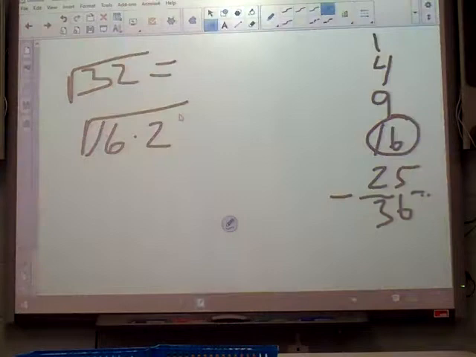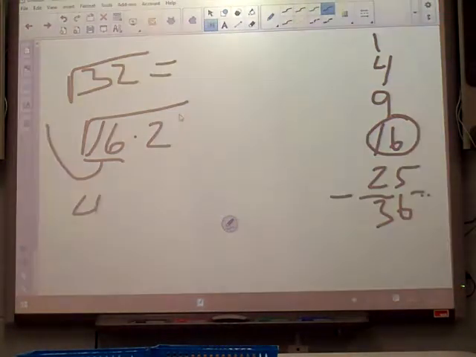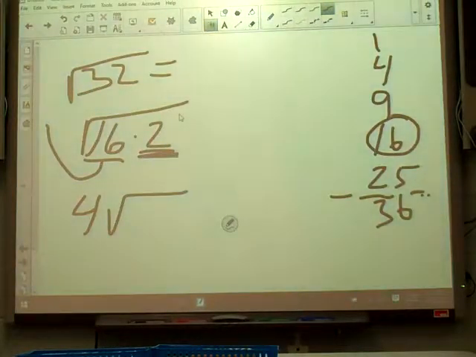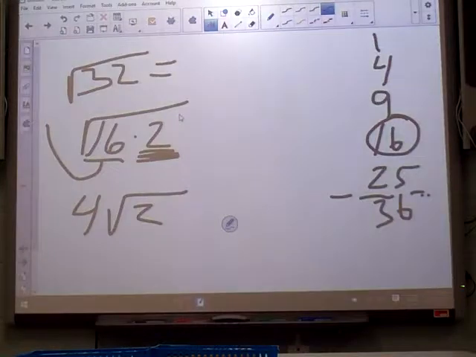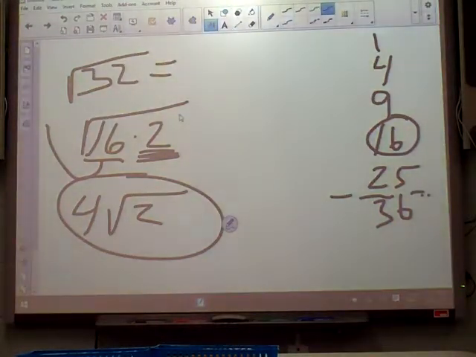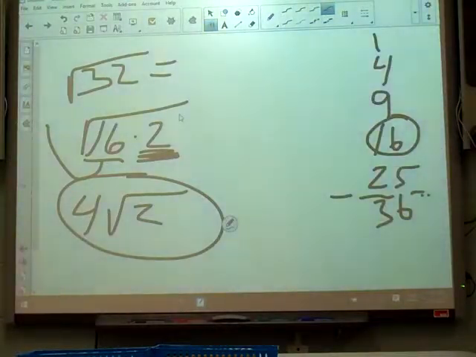Okay? Now, what's the square root of 16? Yep, so we bring that 4, Zane said, out to play wiffle ball. What about 2? It won't break down. It's not a perfect square, so it has to stay in the house and do chores. And that's your answer.